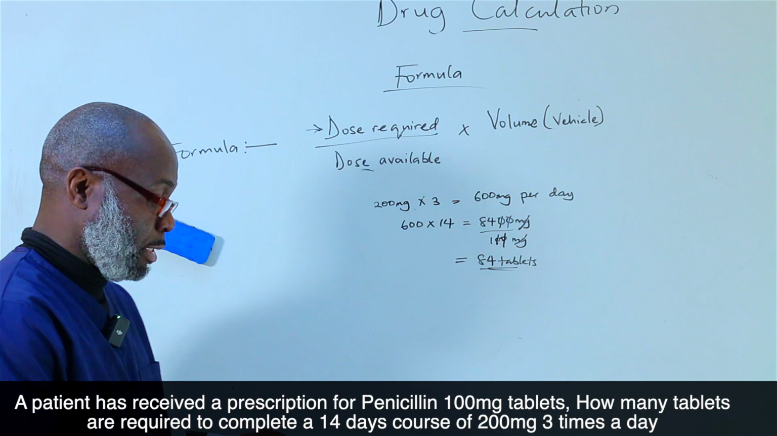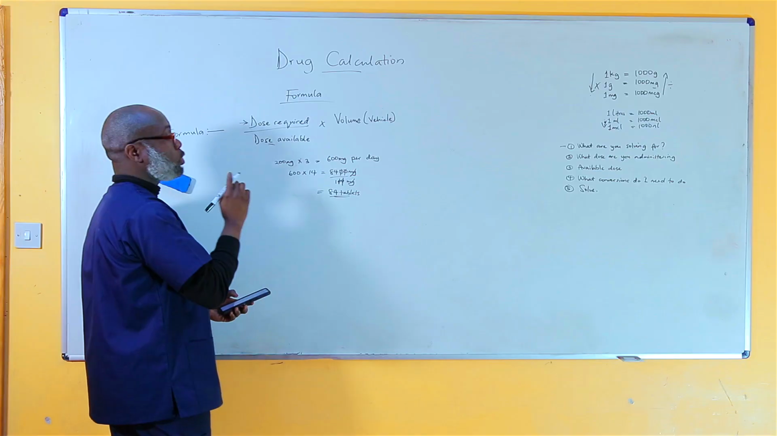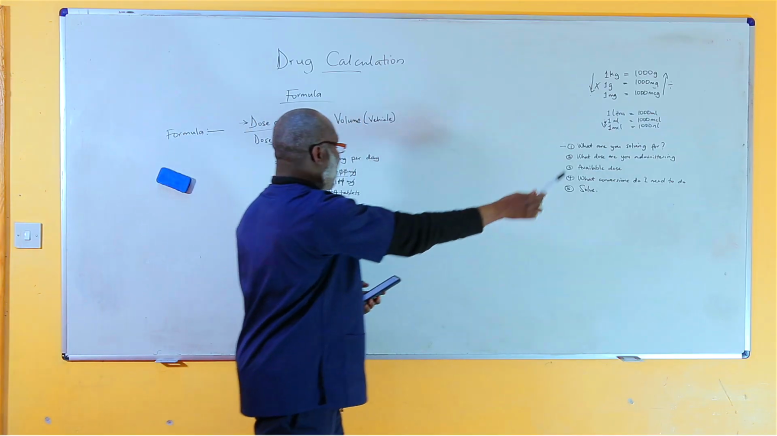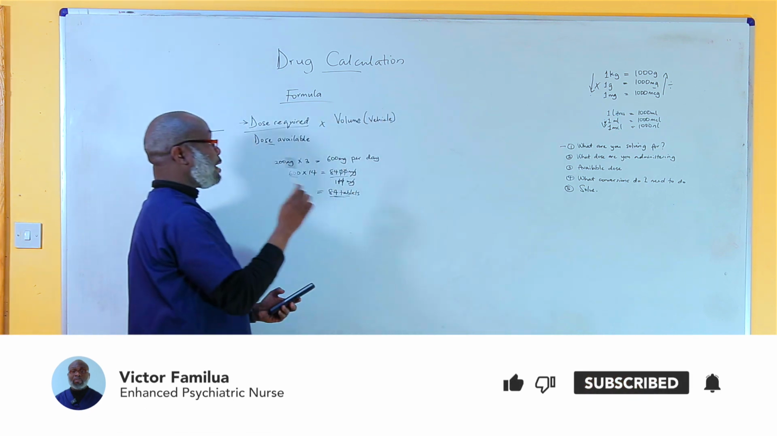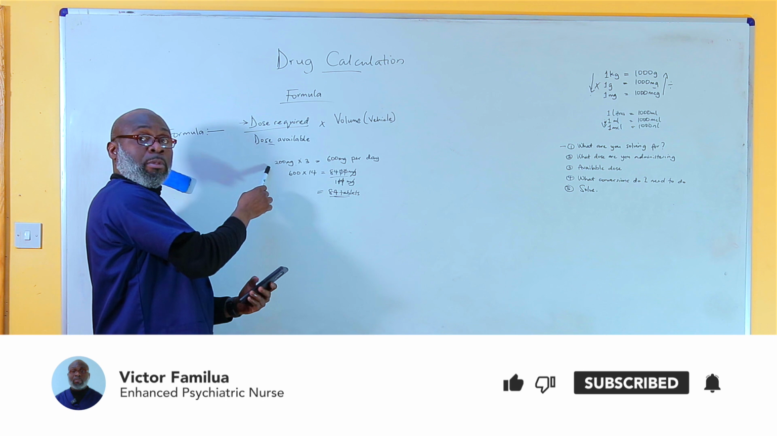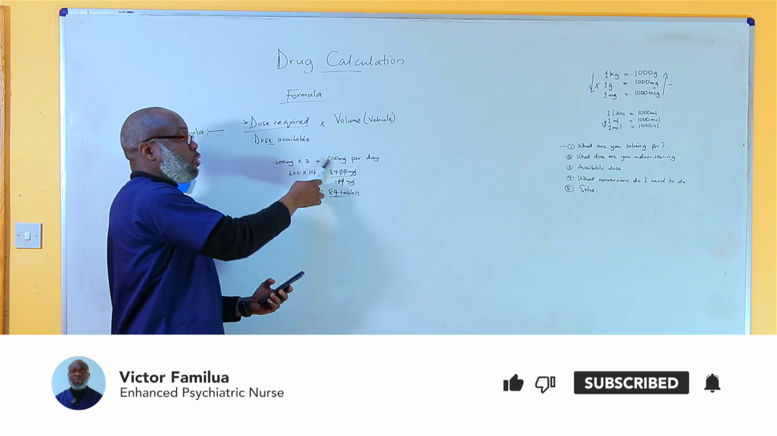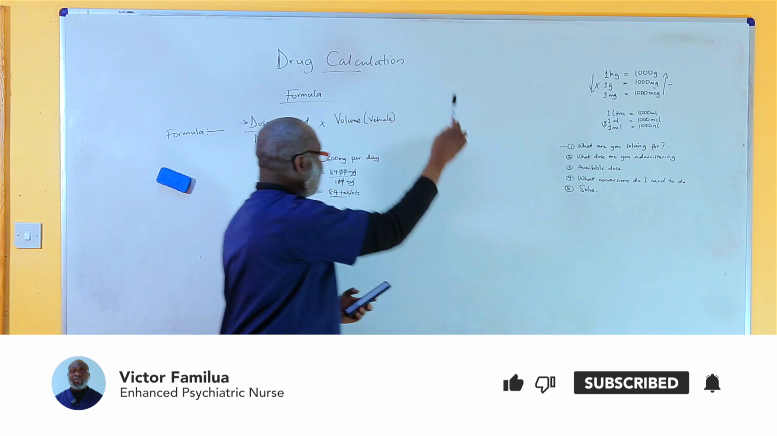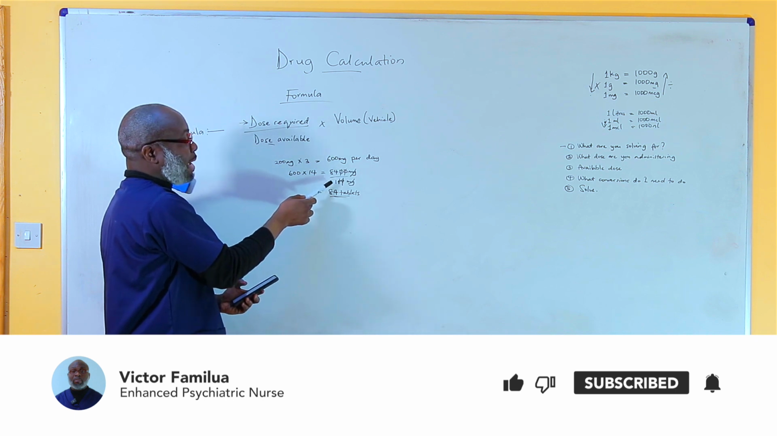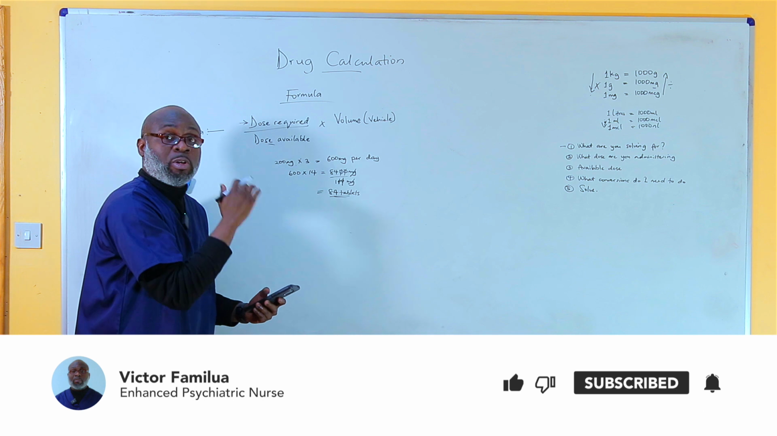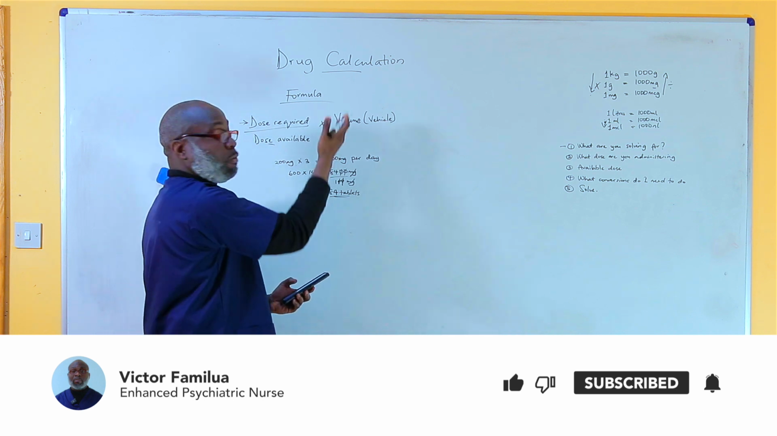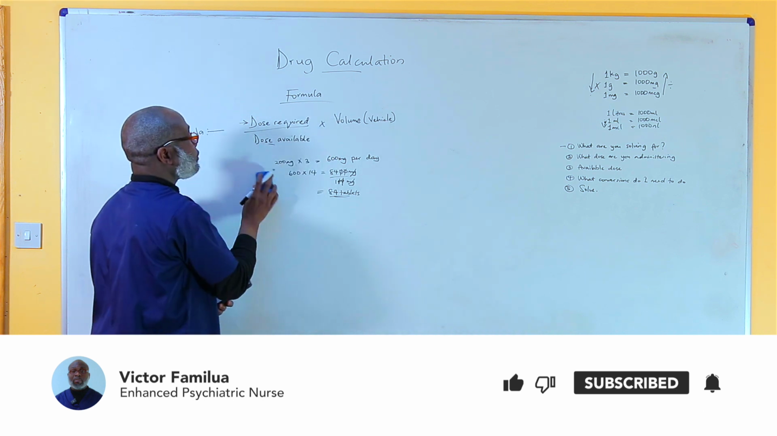That is the answer. That is number one. So what are you solving for? We are looking for the number of tablets. What are you administering? You're supposed to be administering 200 milligrams, but in a day, altogether, it is 600 milligrams. The available dose is in 100. That is why we're dividing by 100. Then what conversions do you need? You don't need any conversion in there because they are all milligrams. Then you solve. That is the first one.